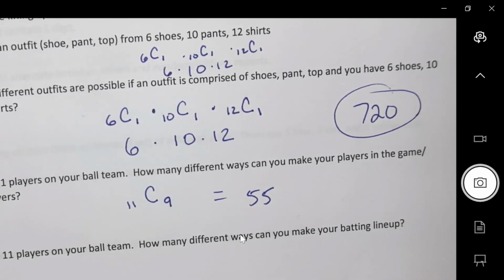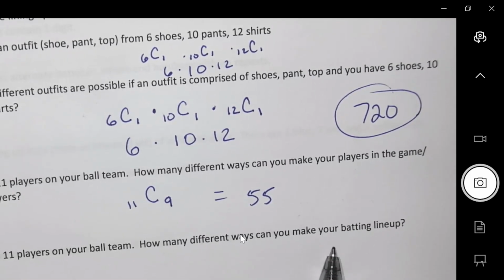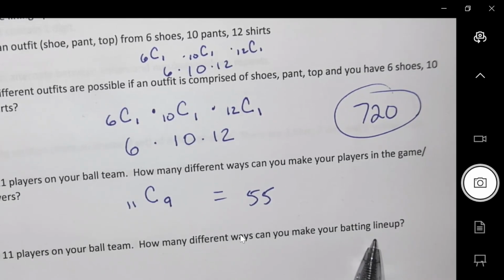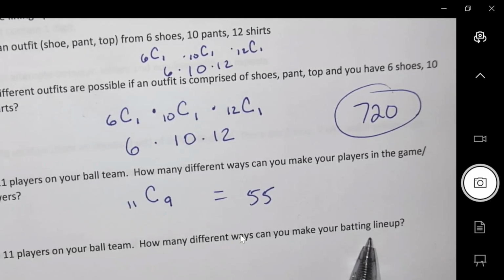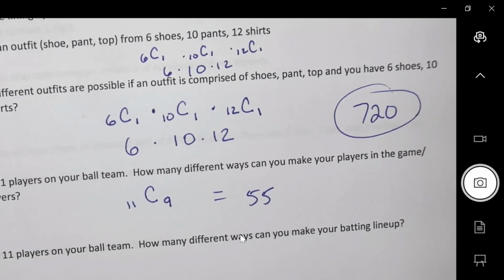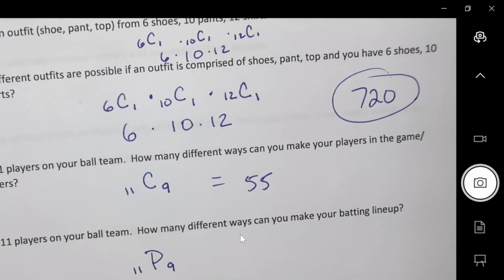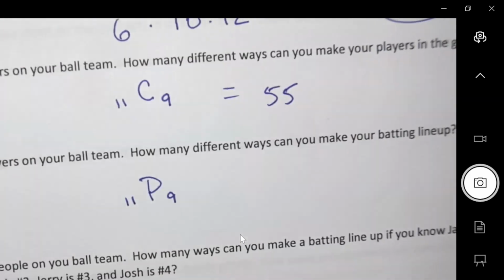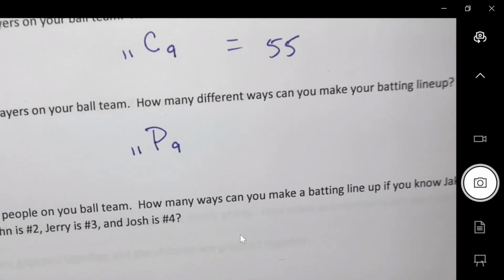Okay, this time I have those 11 players again. How many different batting lineups can I make? So a batting lineup is when you say, hey, Danate's going to be my leadoff hitter. All of a sudden, I'm putting people in the lineup in a certain position. So what am I going to do different in this question? I'm going to permutate. Because now the order matters of who I'm putting in the lineup first, second, third, fourth.